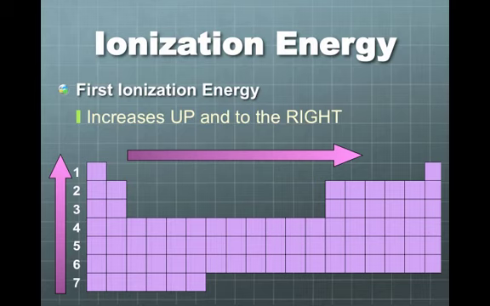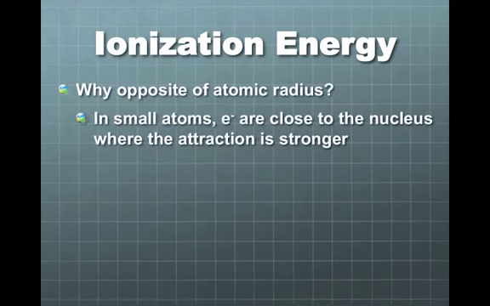Think about your bank account probably compared to your parents' bank account. If you pull $100 out of your bank account, you're probably going to notice it a whole lot more than if your parents were to pull $100 out of their bank account. They have more, therefore it's not as noticeable to them. You have less. You kind of keep up with yours a little more closely. Why is it opposite of atomic radius? Well, in small atoms, electrons are closer to the nucleus. When those electrons are close to the nucleus, you have that positive and negative charge really attracting, and you have a strong attraction to each other.